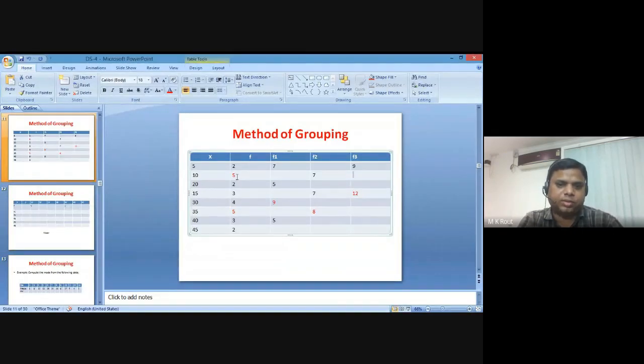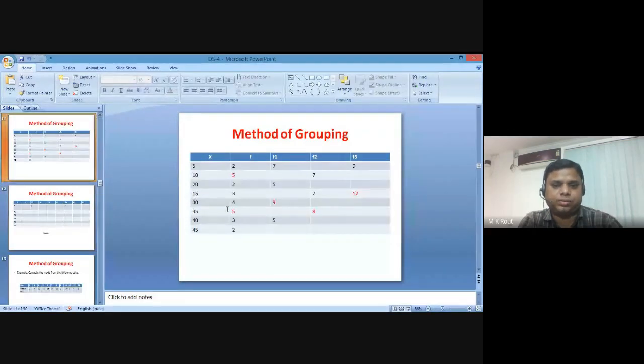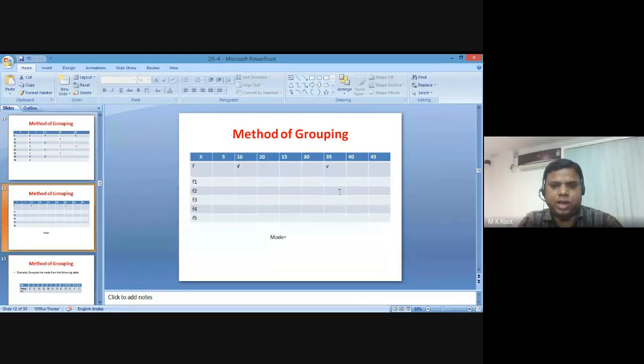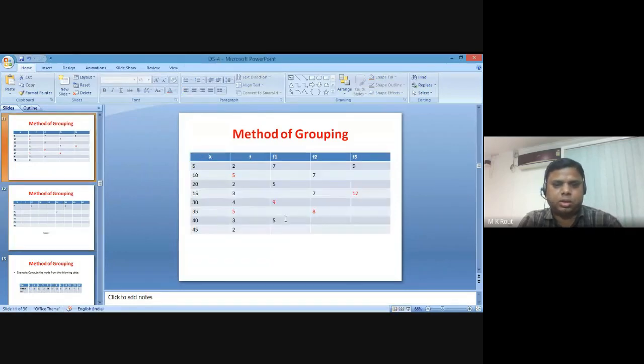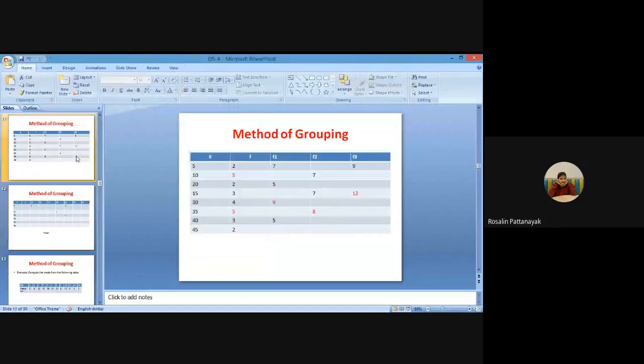First, in case of the frequency, I made this particular table. In case of frequency, 5 belongs to 10 and 5 belongs again to 35. That's why I put a tick on this table. Then if you go to the next one, the 9 belongs to which one? 30. 9 belongs to 30. So I put the tick here in case of 30. Similarly, the next one, the 8 belongs to 35.